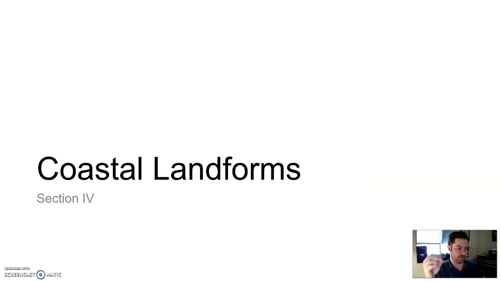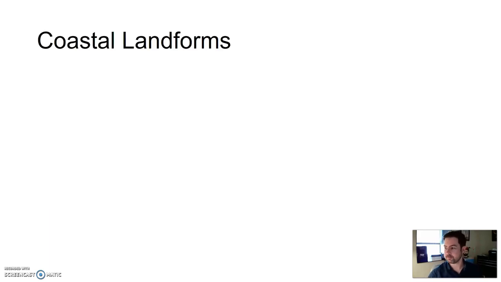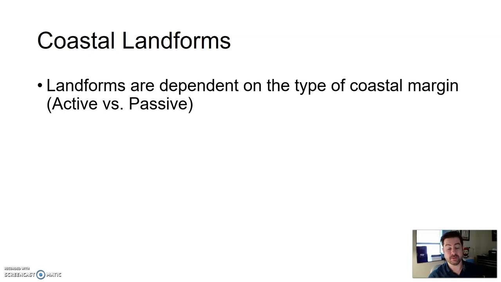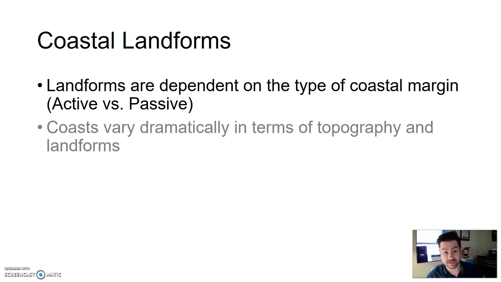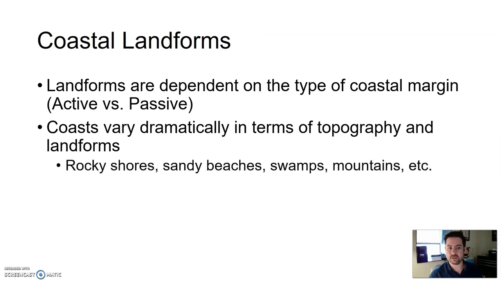Okay, because of currents and tides and waves, adding onto that, the plate tectonics driving active versus passive margins. So what is it we see? What landforms do we see as a result of all of this on our coasts? Well, again, landforms are dependent on the type of coastal margin, active versus passive. They vary dramatically in terms of topography and landforms because of that, as well as due to the motion of water, whether it's, again, currents, tides, waves. So the coasts vary dramatically in terms of topography and landforms.